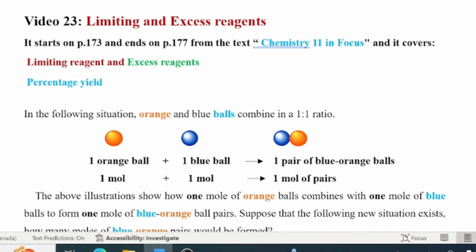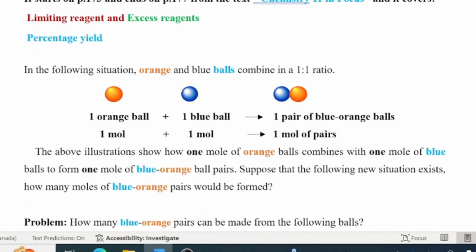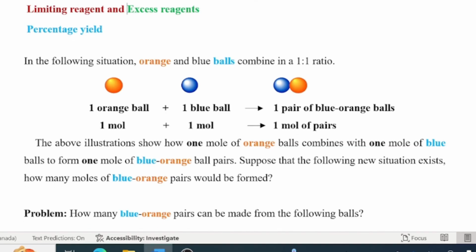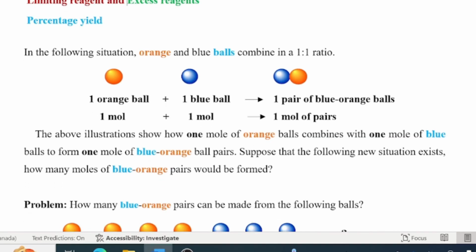What we'll do here, we'll use models of blue and orange balls to exemplify this concept and to bring about full understanding of how you go about finding the limiting reagent and the excess reagent in a chemical reaction, because those two things are very important in finding the amount of products formed when two sets of reagents are mixed together.